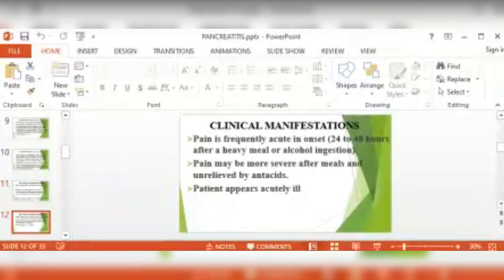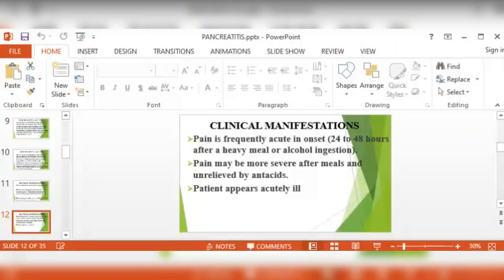Clinical manifestations. Pain is frequently acute in onset. Sometimes they will only feel the pain after a heavy meal or after the intake of what? Alcohol. Is that okay? And then also, pain may be more severe after meals and it will be unrelieved by antacids. So sometimes you may mistake pancreatitis for ulcer. You see, sometimes you may mistake pancreatitis for what? For ulcer. So pay attention to it. Okay, pay attention to it.